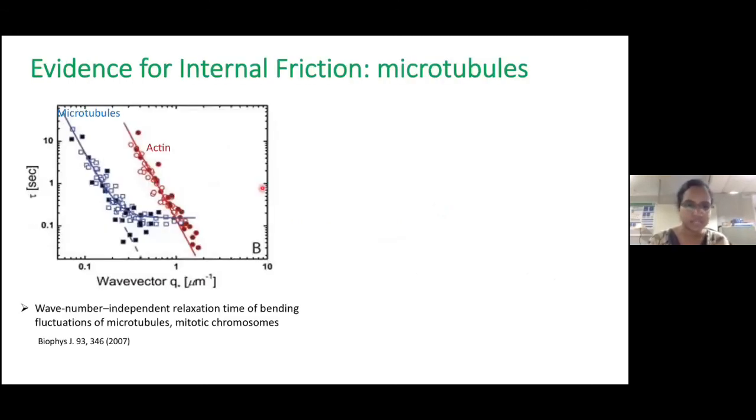In this study, the authors looked at the relaxation timescales of the bending modes, or bending fluctuations, as a function of the wave vector for two classic biopolymers, microtubules and actin. Microtubules are the building block of cilia. If you write down simple equations of motion, a force balance equation, the first term is essentially the curvature elasticity, the second term is the viscous force, and the term on the right-hand side is the thermal noise.